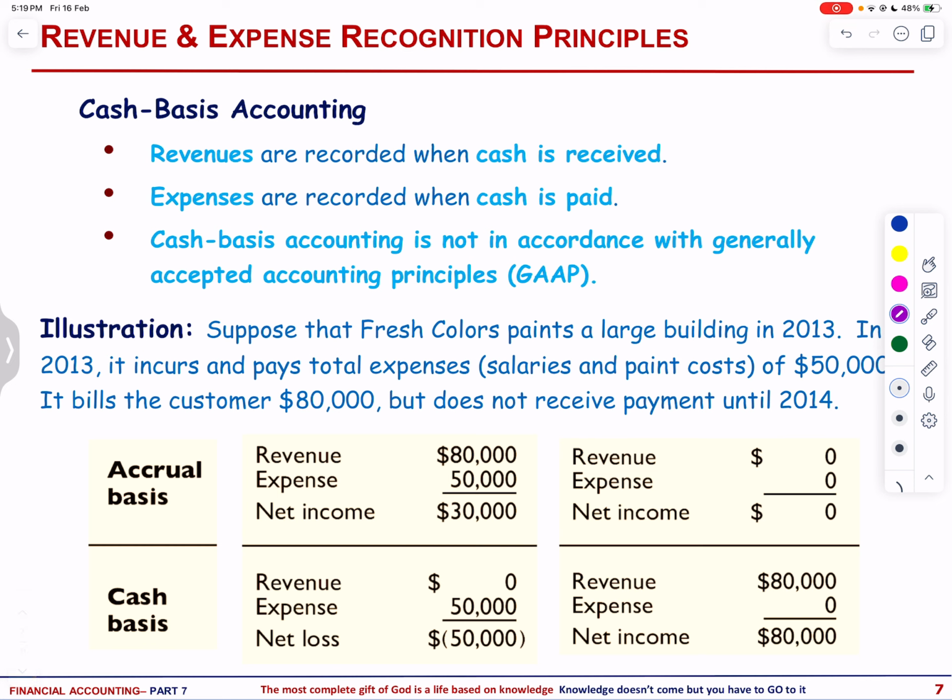In cash basis accounting, revenues are recorded when cash is received, and expenses are recorded when cash is paid. However, this method is not in line with generally accepted accounting principles, GAAP. Let us look into an illustration.